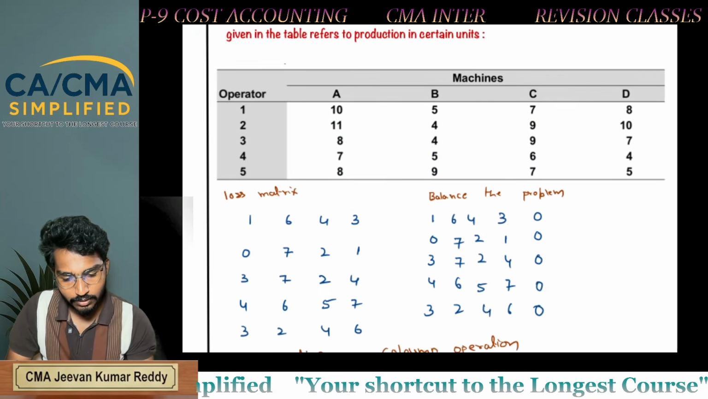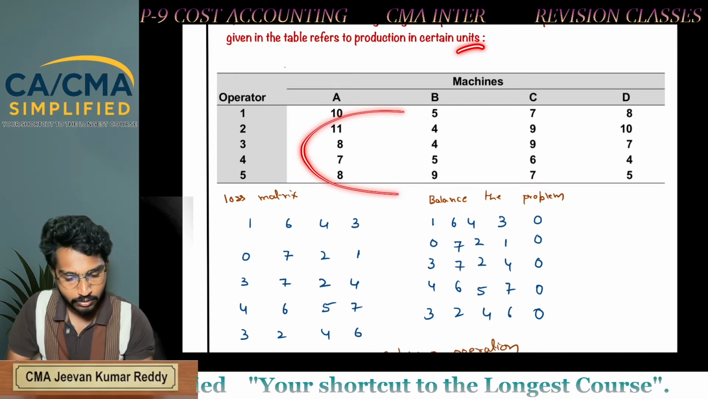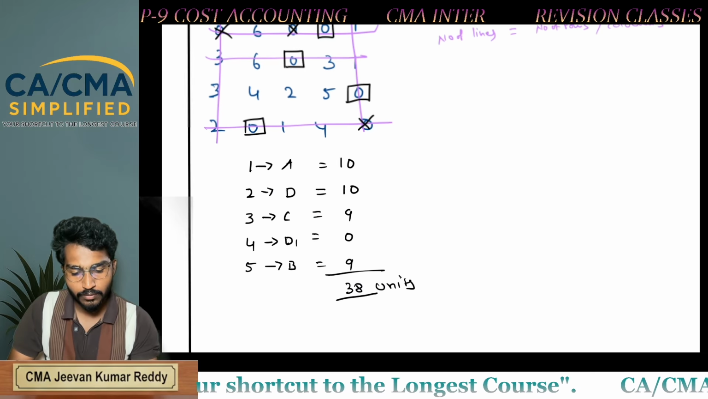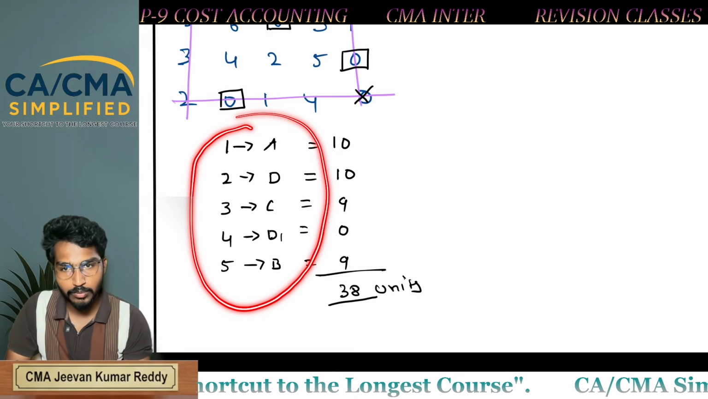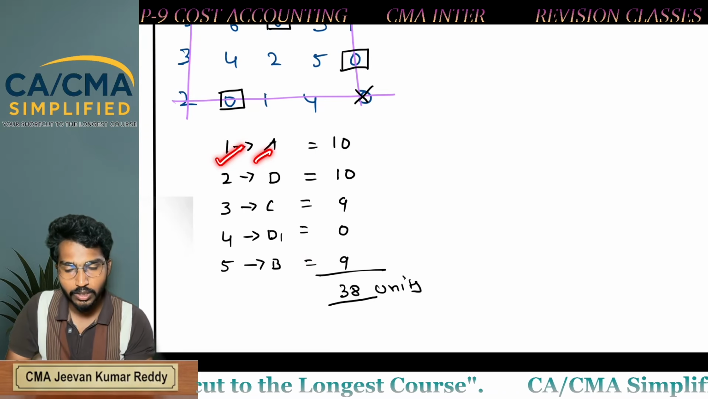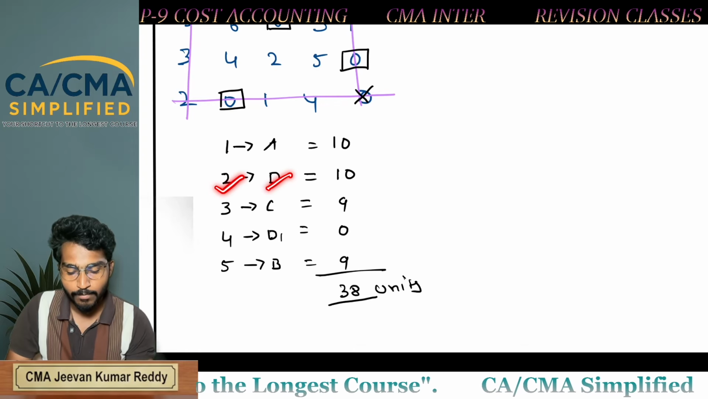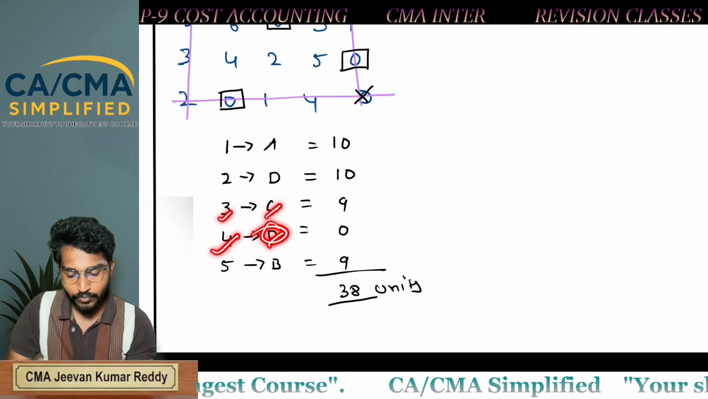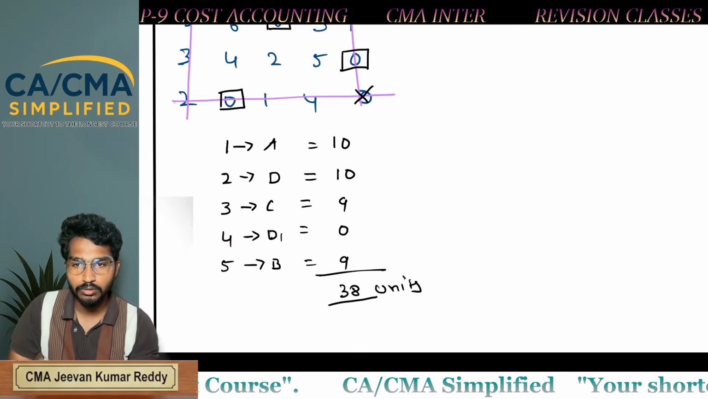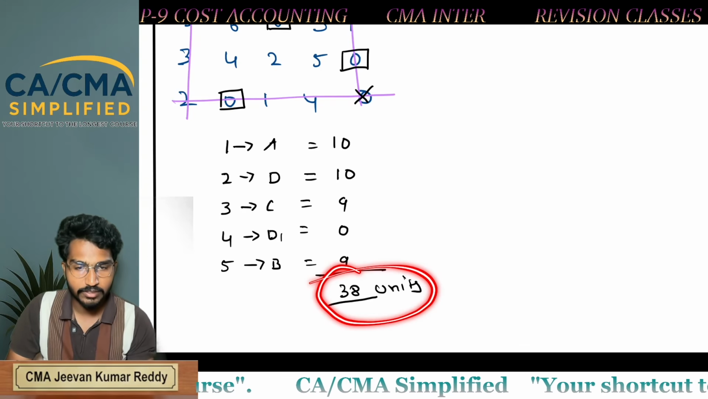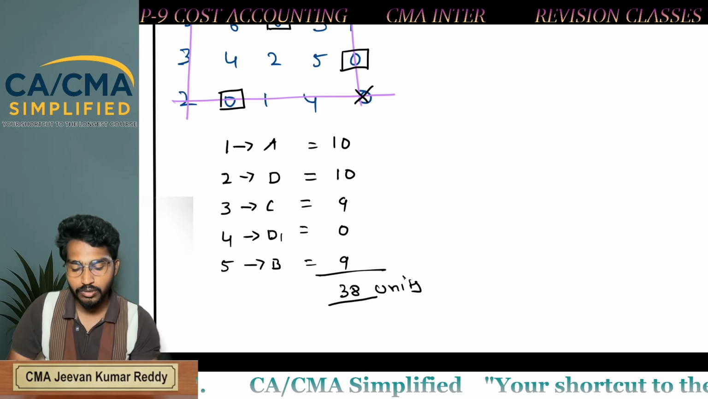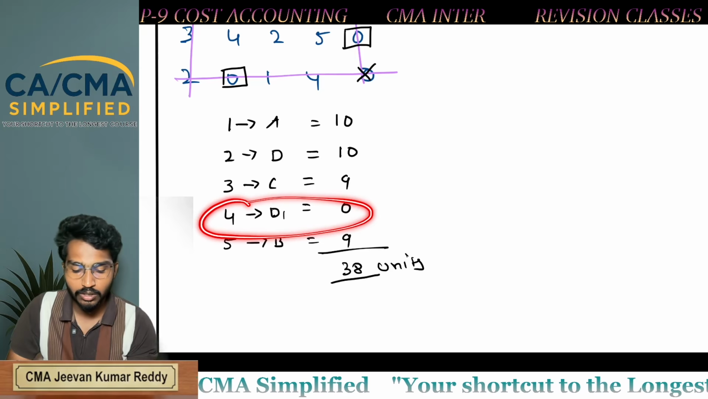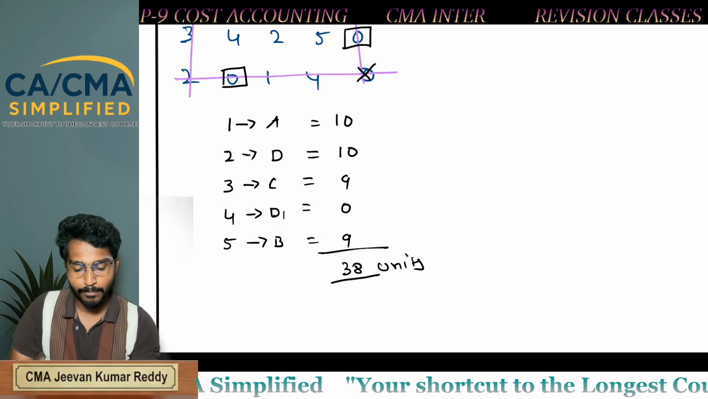Here the data is in units only. So how many units will you get? 38 units. If you do the assignment like this, first operator is assigned to A, second operator to D, third operator to C, fourth operator to dummy D, and fifth operator to B. Then you will get maximum production, that is 38 units. That means operator 4 is not assigned to any job.